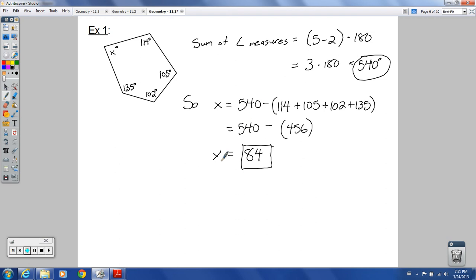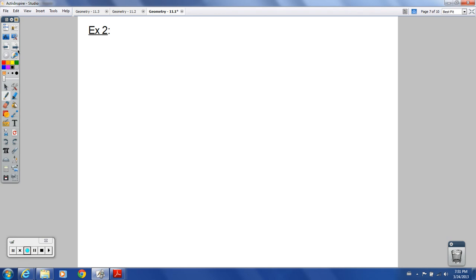So x equals 84, and if you plug that number back into the picture, it's 84 degrees right there. So if you add those 5 numbers up, you should get 540. That's a way to quickly check your answer and make sure you did it right. Number 2, or example 2.